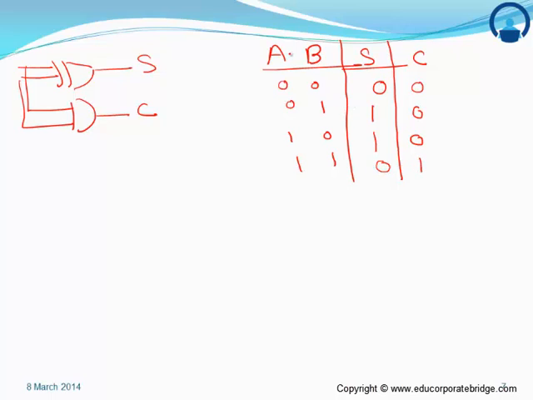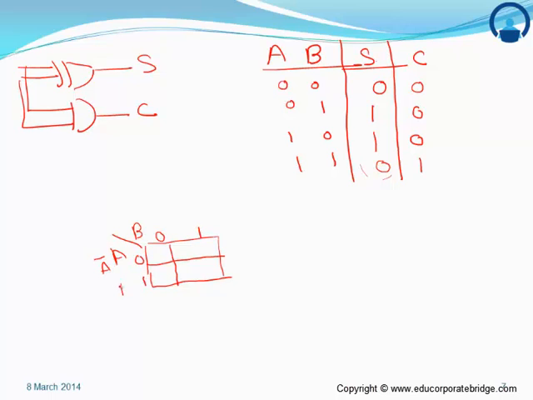So if we take the K-map for this, that is, if we try to find the equation for the sum, we can take it as AB, which will be 0 1 0 1.